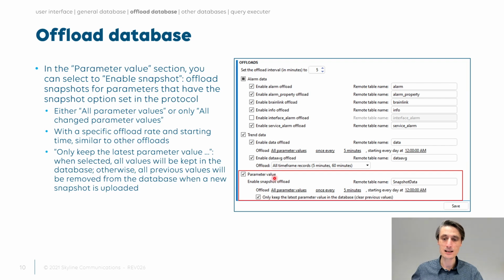So you can again say, for all the parameters that are activated for snapshots, offload them every 5 minutes or every 10 minutes, for instance. You can also define whether it only needs to store the latest value or all the values consecutively. Note that the snapshot offload only happens on parameters which are tagged specifically for snapshots. You can do that in a driver, but you can also do that in the information templates.